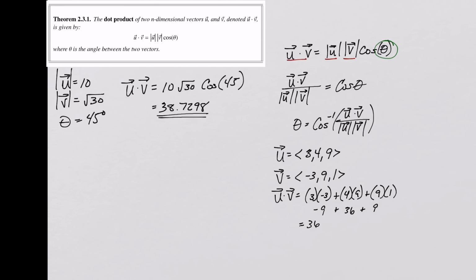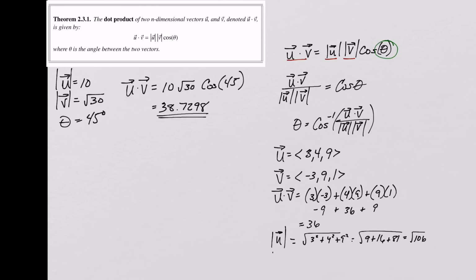Okay, and so now we need the magnitude of u. So the magnitude of u should be equal to the square root of, let's see, 3 squared plus 4 squared plus 9 squared. So that's going to be the square root of 9 plus 16 plus 81. So that's the square root of 106.